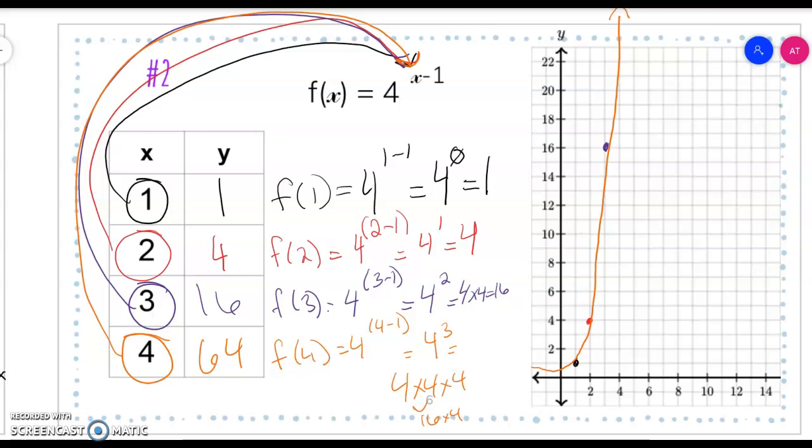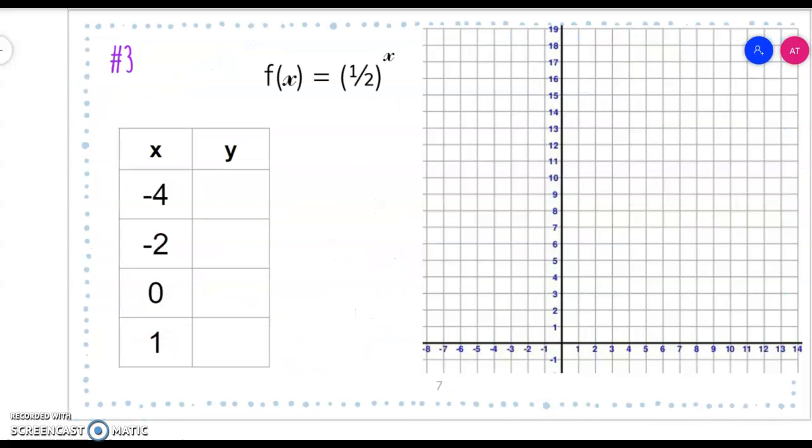Let's do number 3. Alright, for number 3, now we have a half. So remember, the rules that we had for our base are it cannot be 1, and it has to be positive. This follows these rules. Here's why. If I have 1 to any power, that's just going to be 1. 1 to 600,533,000 is going to be 1. So that's why we can't have a 1. So what we're going to do is we have a half now, which is totally fine.